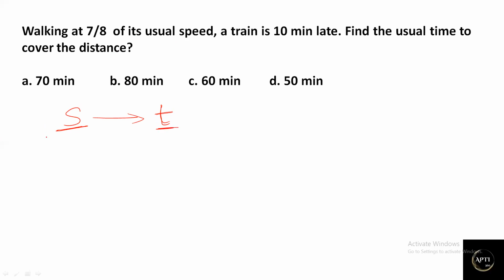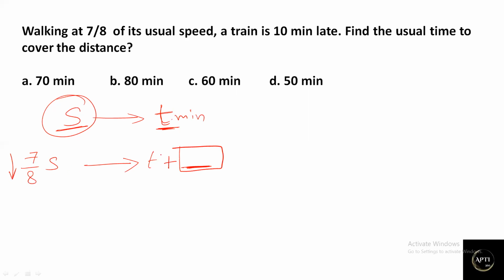But what happened in the question: you are walking at 7 by 8 times of the usual speed, which means you are walking with reduced speed or increased speed? Of course 7 by 8 means 0 point something, right? So here you are going with reduced speed. If you go with reduced speed, you will take more time. Usually you will take t minutes. Now how many minutes will you take? t plus some extra time, because your speed got reduced here. We don't know this extra time.